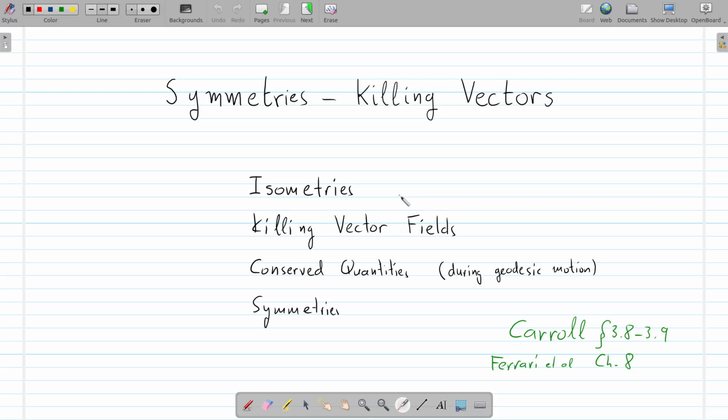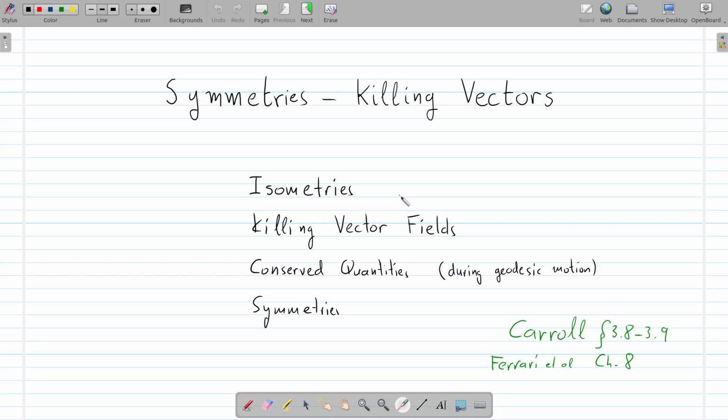Symmetries play a central role in physics. A special class of symmetries that we are studying in the general theory of relativity are isometries, and they are symmetries that leave the metric invariant. Isometries can be generated by vector fields, which are called Killing vector fields, and when they exist, they play a very important role, and they are related to conserved quantities.